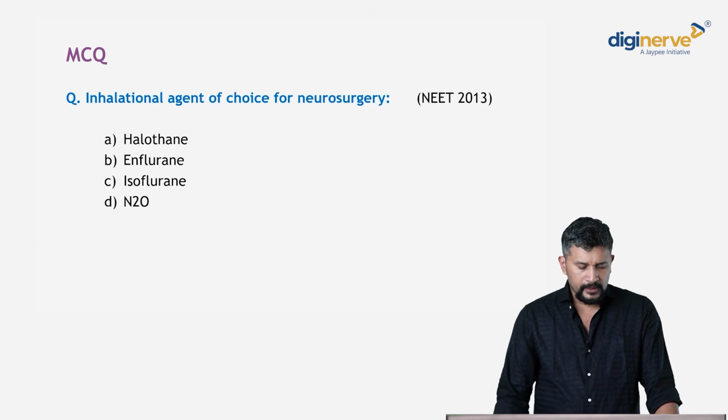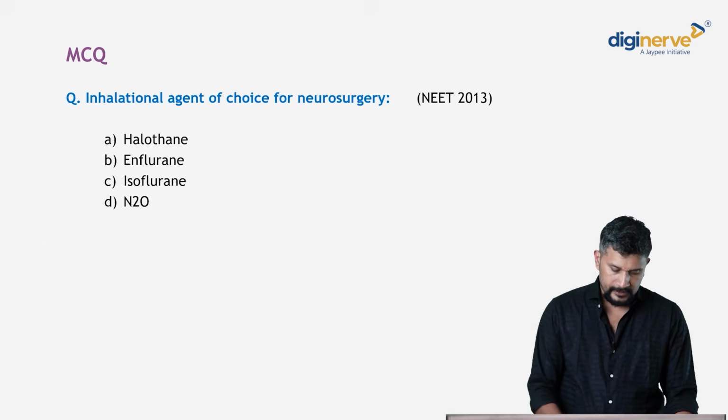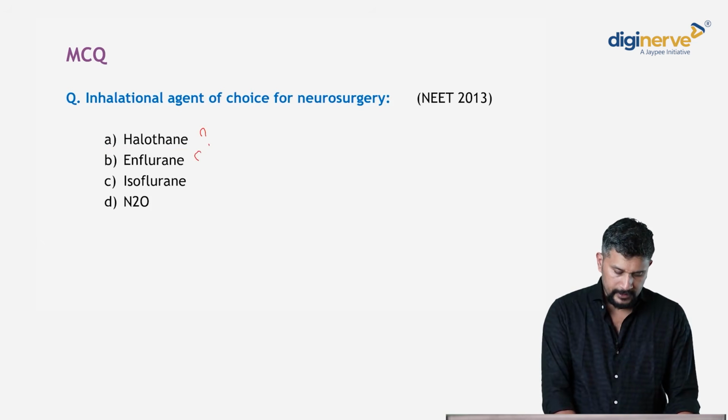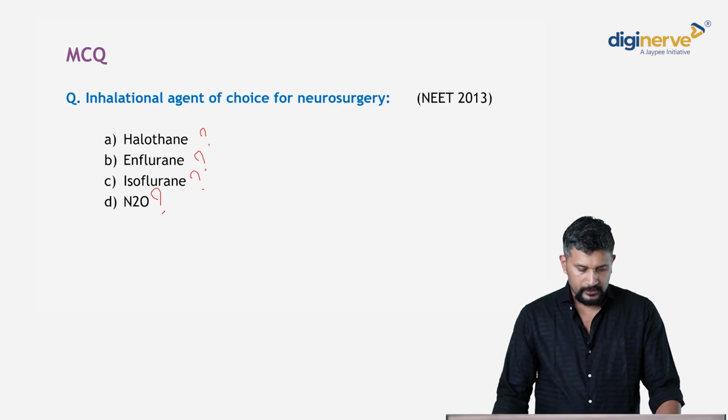The next question: the inhalational agent of choice for neurosurgery is it A, halothane, is it B, enflurane, is it C, isoflurane, or is it D, nitrous oxide?